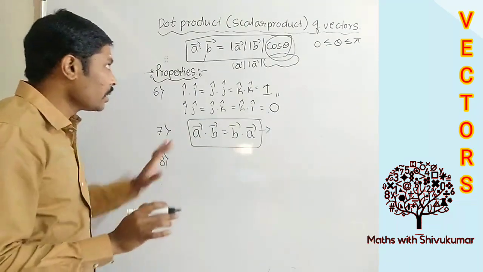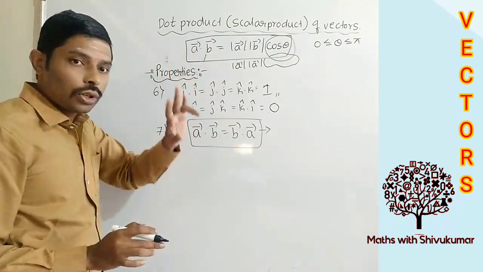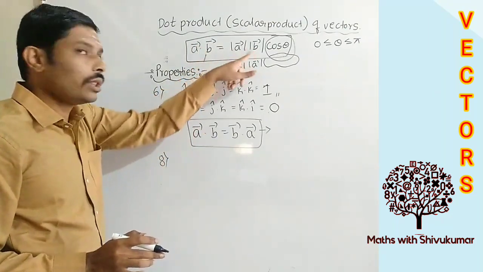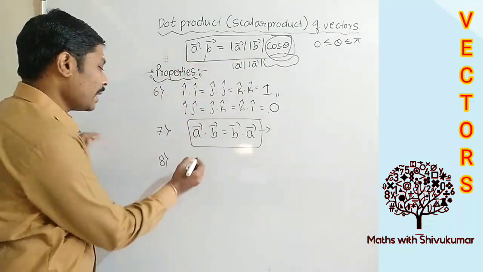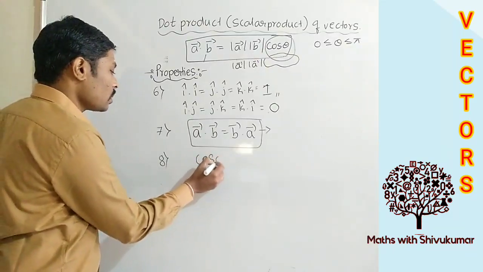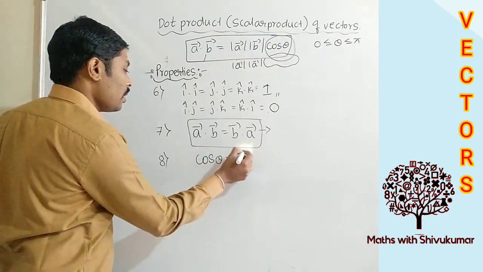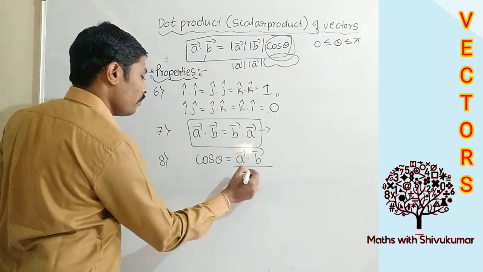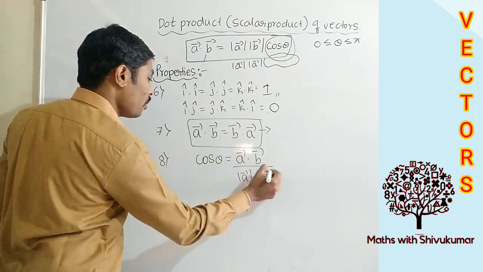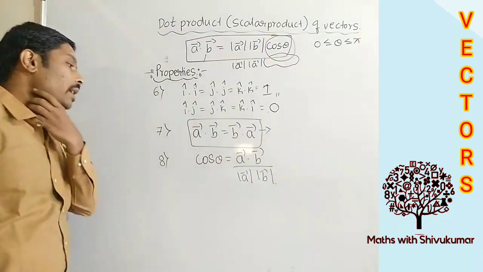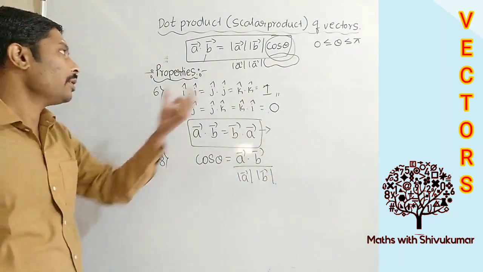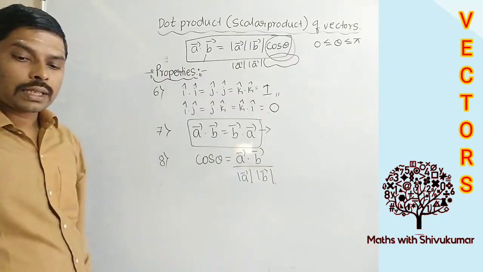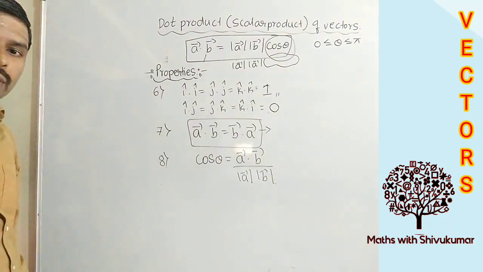Point number 8. A and B are any two non-zero vectors, or any two vectors, then I want the angle between these two vectors. From this, what is the angle between two vectors? Cos theta is equal to A dot B divided by magnitude of A into magnitude of B. That is the angle between two vectors. Is it understood by everyone?